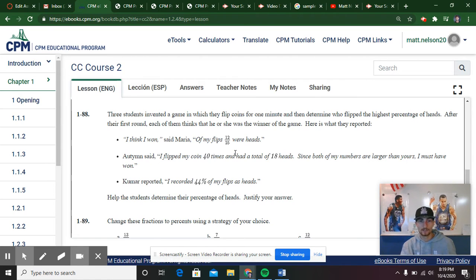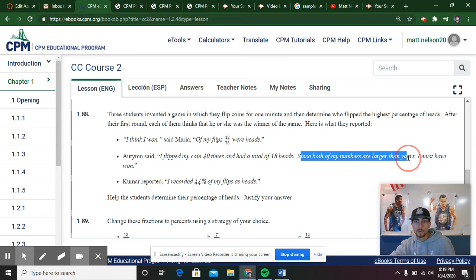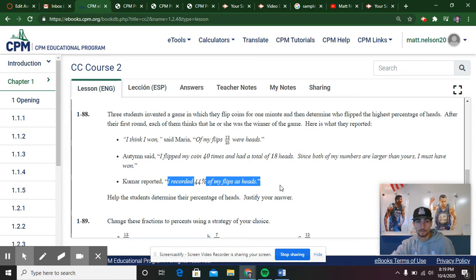So how would you represent 18 out of 40? What fraction? Okay, so I'm writing my fractions down. Right now I have 12 over 25, and then I have what 18 over 40 would be as a fraction. And she says, since both of my numbers are larger than yours, I must have won. And then Kumar says, I reported 44% of my flips as heads. So again, you might want to put this into a fraction. And here with percentages, what is our denominator or our bottom number of our fraction?